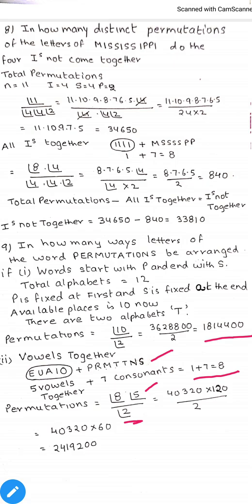So we find out the values. Factorial 8 is 40320, factorial 5 is 120. Divide 120 by 2, it becomes 60, and multiply them together, we get 2419200.